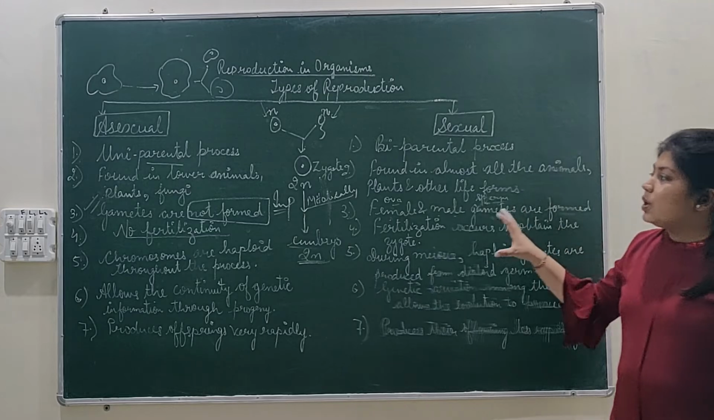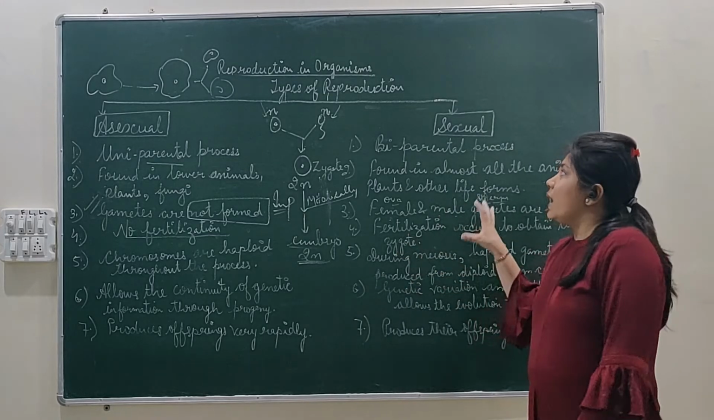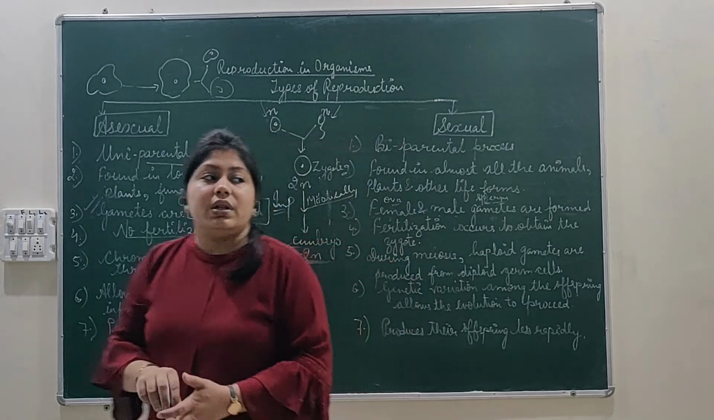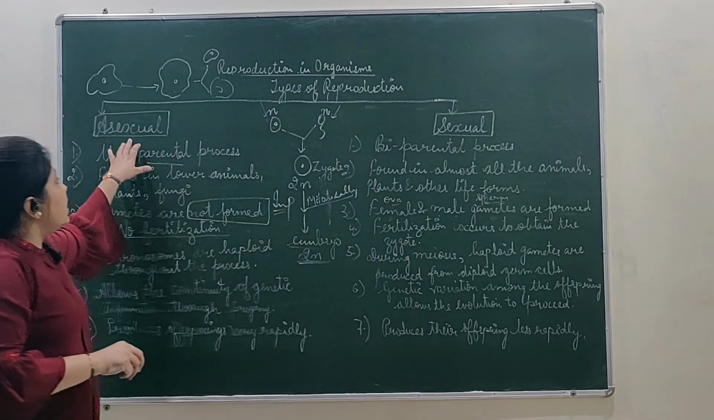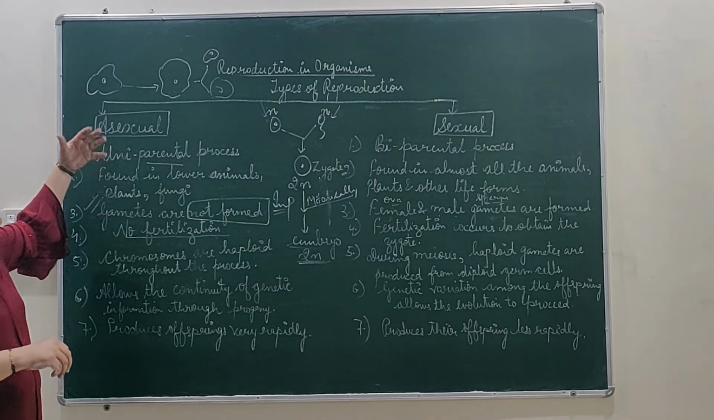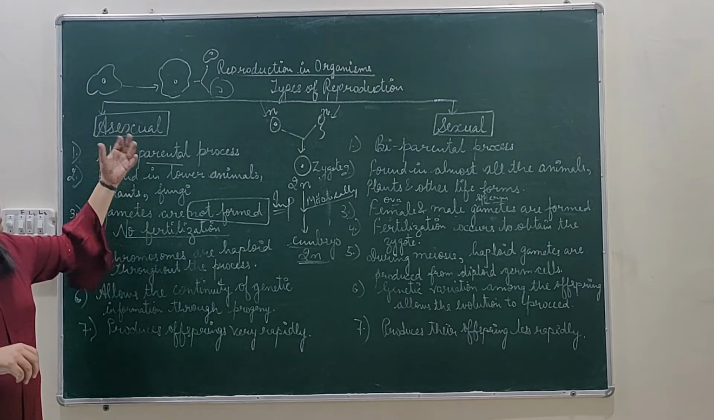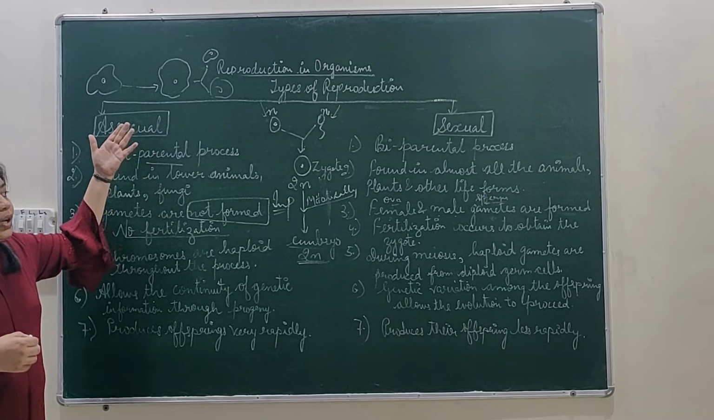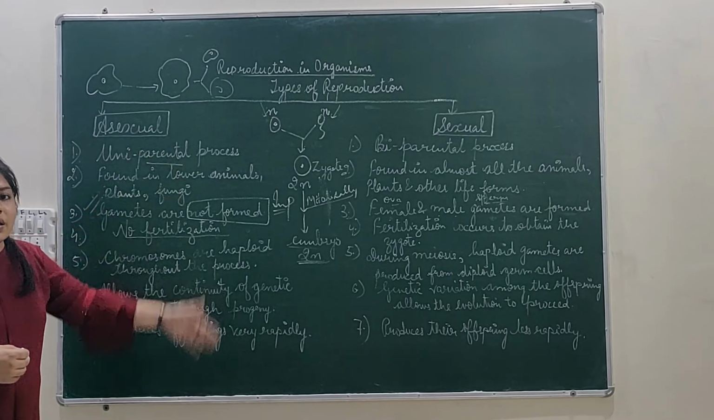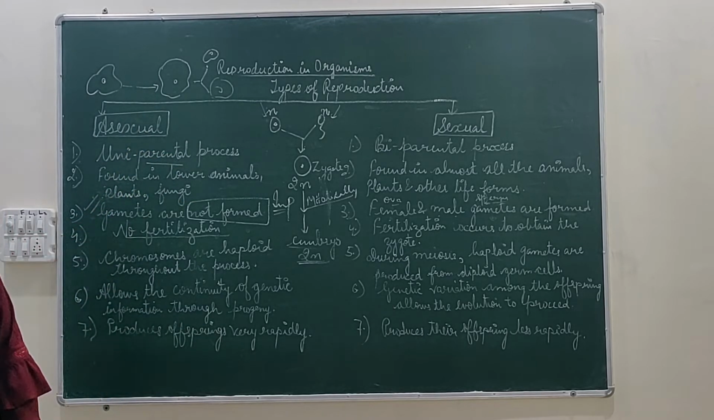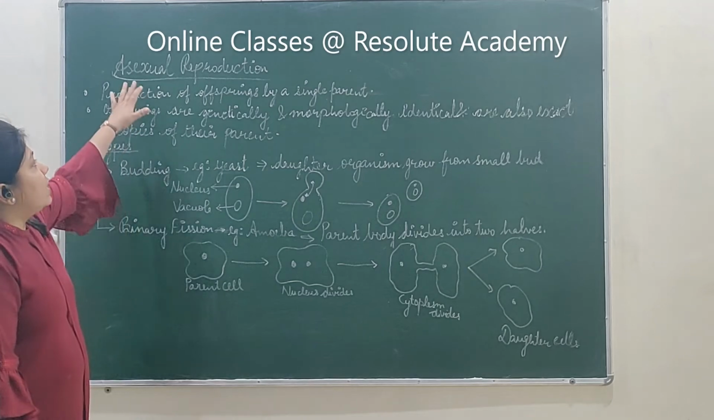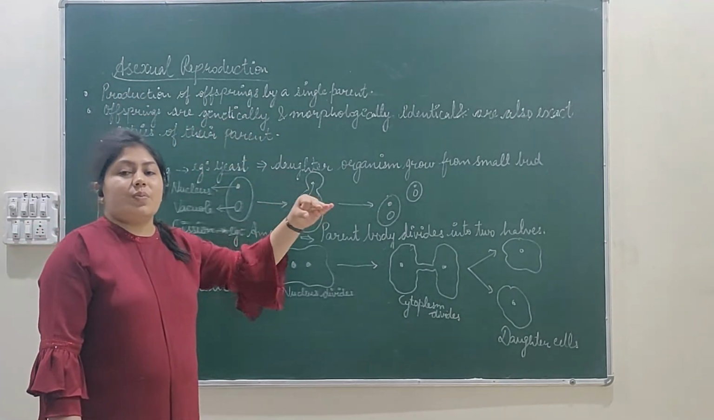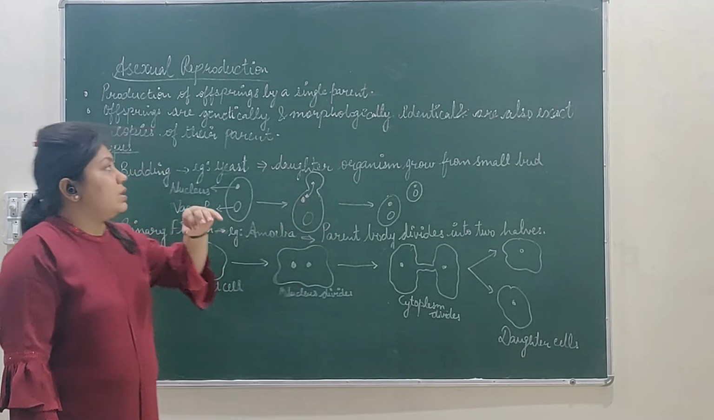So this was about asexual and sexual reproduction. Next, we will talk about asexual reproduction in detail, where there are different processes and different methods involved in asexual reproduction. Next, we will talk about those methods. Okay, so let's talk about asexual reproduction and the different types of asexual reproduction processes.